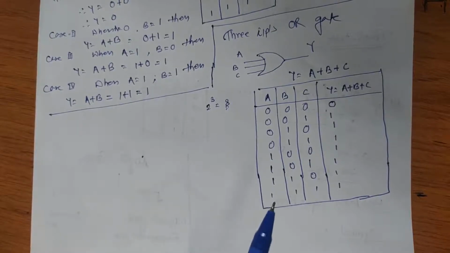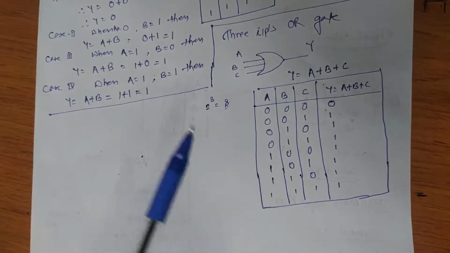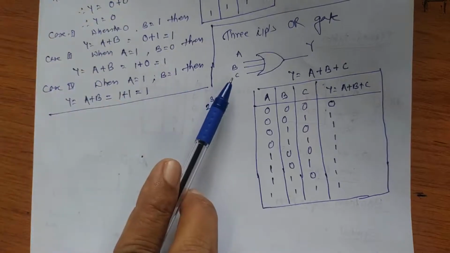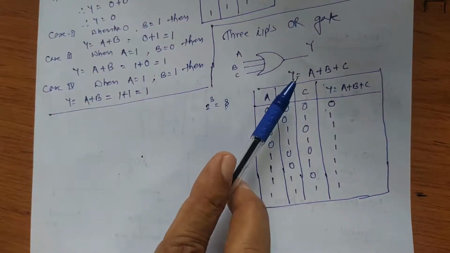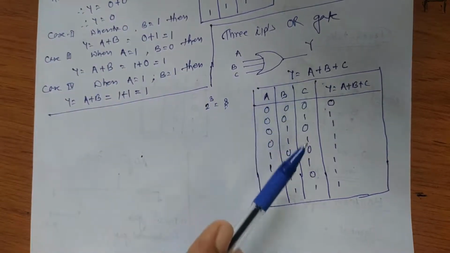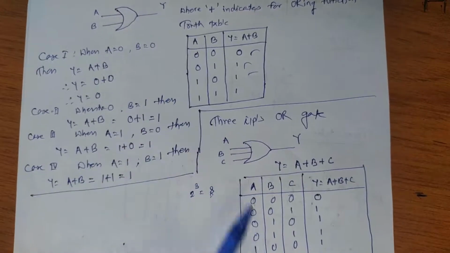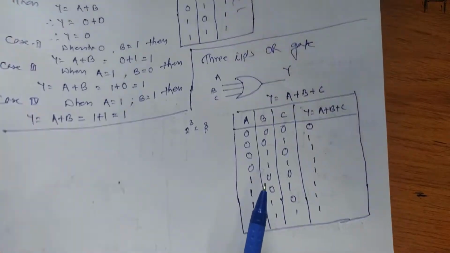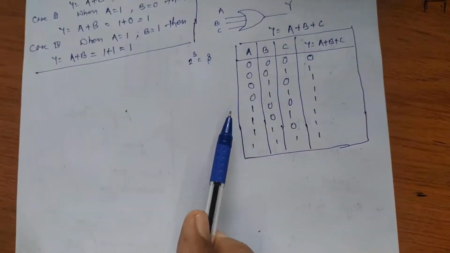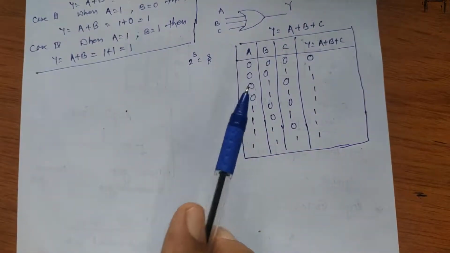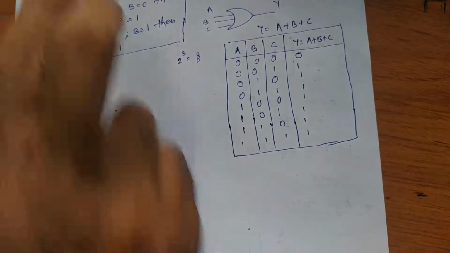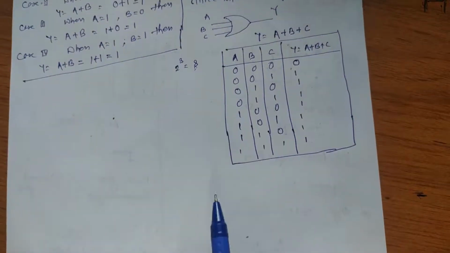OR gate is a logic circuit which has 2 or more input signals but a single output signal. When any input is high, output is high. Such a logic circuit is known as an OR gate.